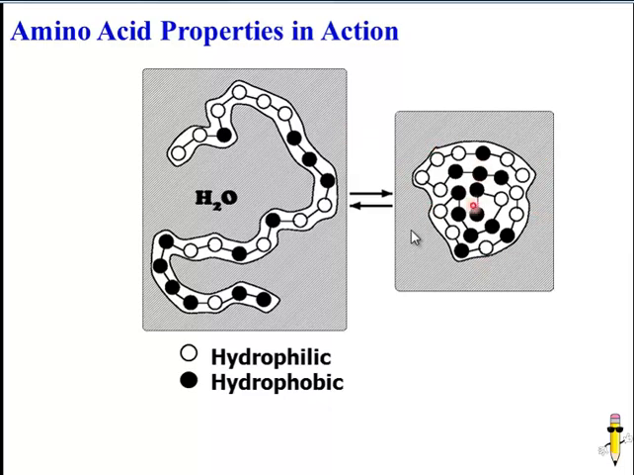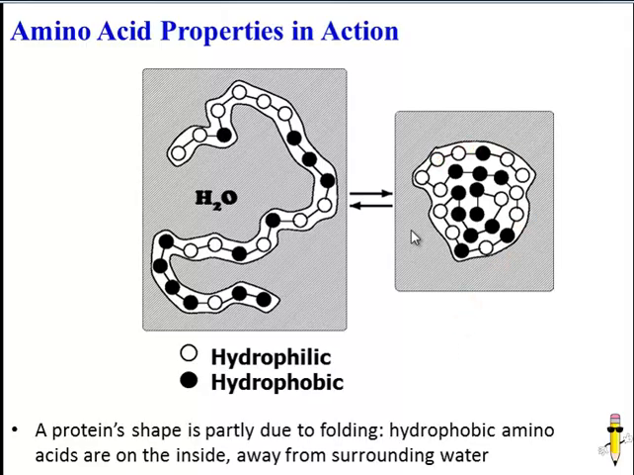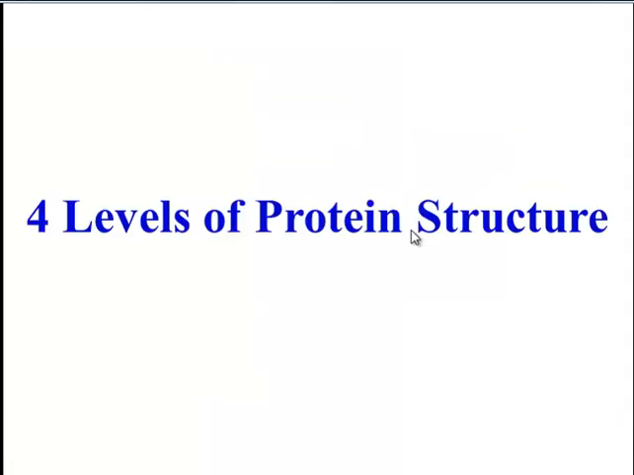It's going to try and keep the hydrophobic amino acids on the inside because they hate water, and it'll keep the hydrophilic amino acids on the outside because they like water. But this is just one small example of how the amino acid R group properties can affect protein shape. Now we're ready to take a look at the whole process. So we're going to close out by looking at the 4 levels of protein structure.